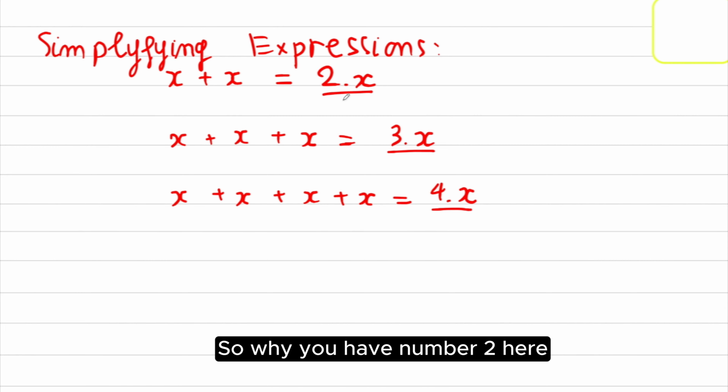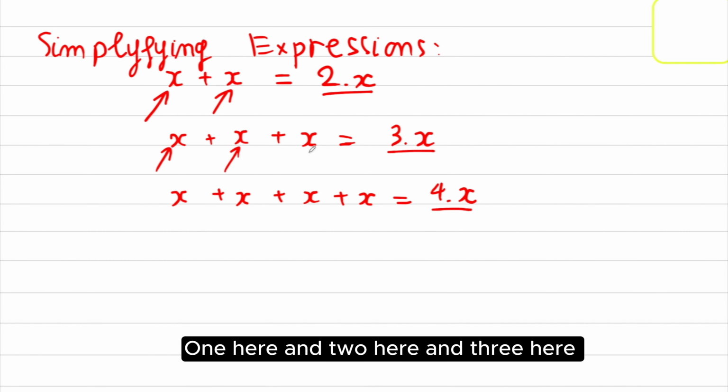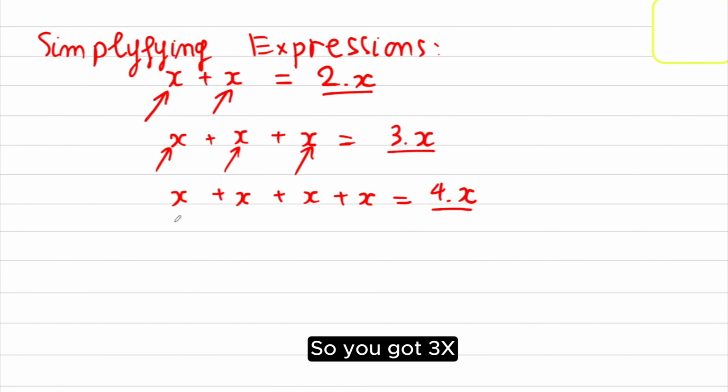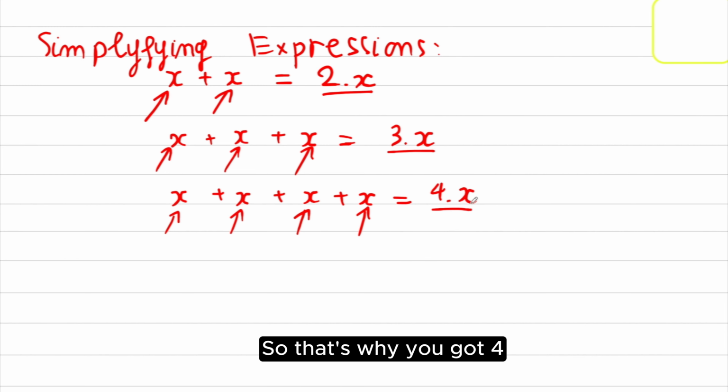So why do you have the number 2 here? Very easy, you can guess. You got 1h here and 1h here, so you got 2h. Then 1 here, 1 here, and 1 here, so you got 3h. 1 in this one, 1 here, 1 here, and 1 here. So that's why you got 4.